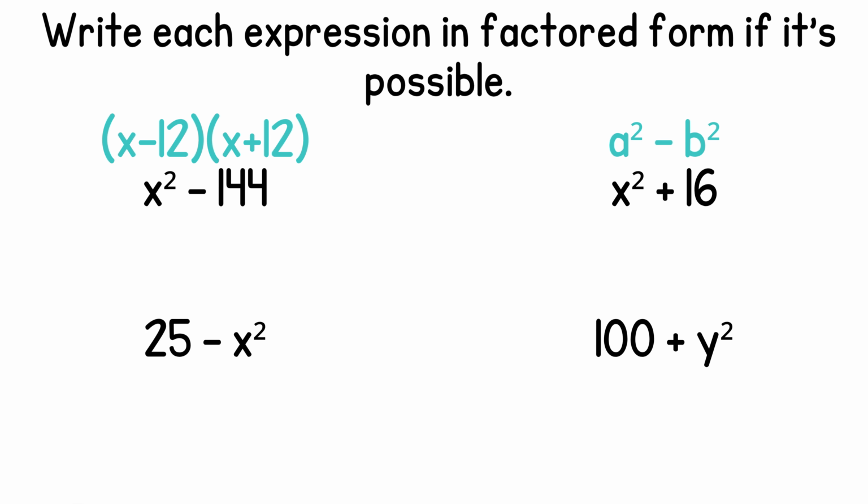Now let's look at x squared plus 16. If we look at our form of a squared minus b squared, we see that we subtract the terms instead of adding them like we have in our expression, so this one is not factorable. Now let's look at 25 minus x squared. So a must have been 5, since 5 squared gives us 25, and x is equal to b. So we'll write this as 5 minus x times 5 plus x. Now we'll look at our last example, but if we look at our expression, we can see that they're adding again, so this one is not factorable.